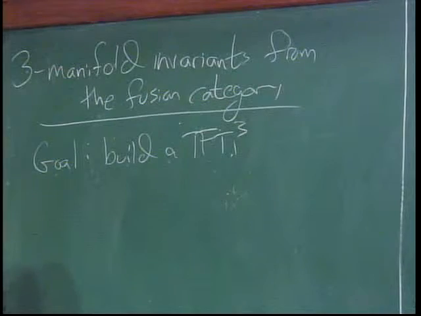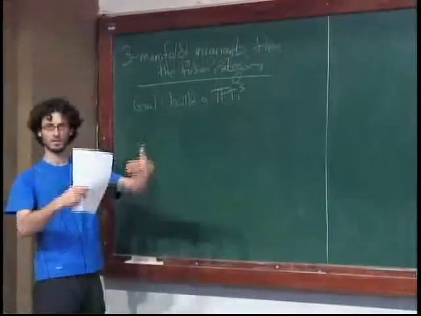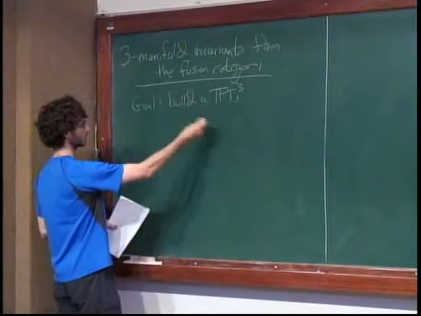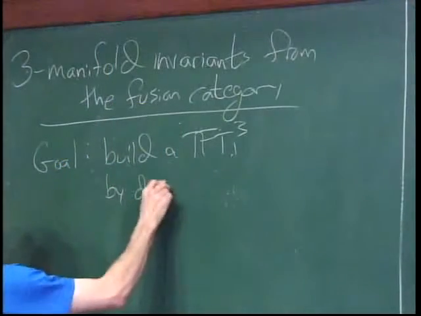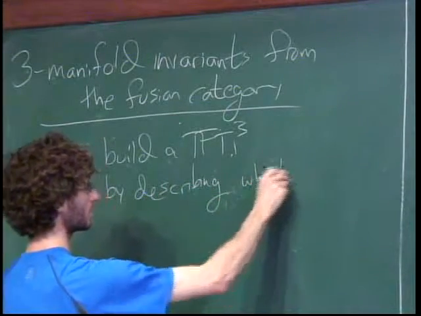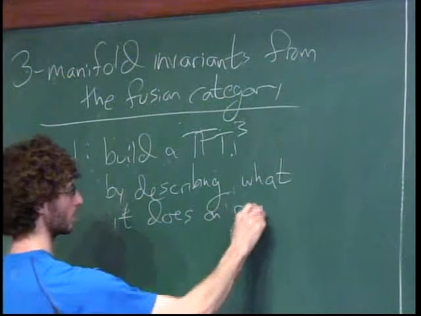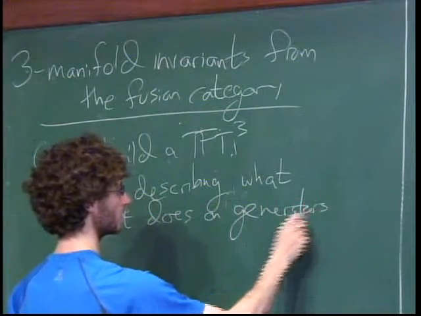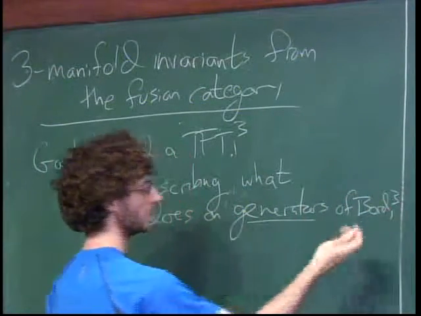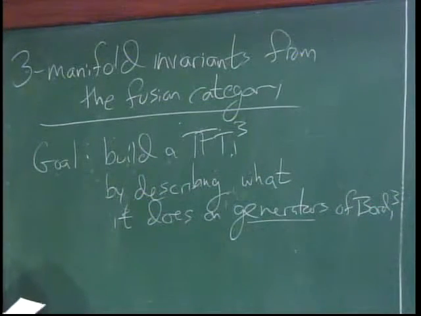The way I've been talking about things, kind of implicitly, is that I've been saying what happens on these little elementary pieces of surface and three-manifold and such. And so more explicitly, we want to build this by describing what it does on generators, that is, generators of the Bordism category. So we need to have some idea of what it means for some different manifolds to generate the Bordism category.